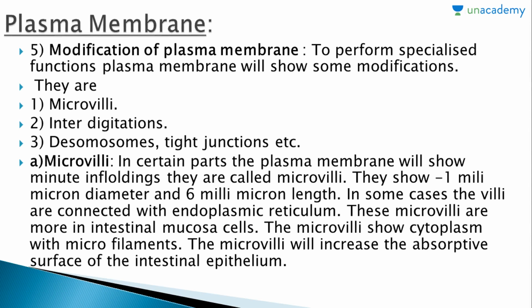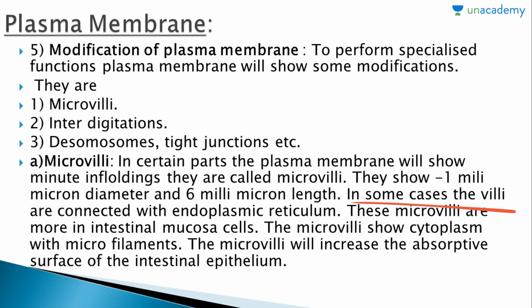The modifications of plasma membrane. To perform the specialized functions, plasma membrane will show some modifications. They are microvilli, interdigitations, desmosomes, tight junctions, etc. First we have the microvilli. In certain parts the plasma membrane will show minute enfoldings. They are called microvilli. They show 1 millimicron diameter and 6 millimicron length.